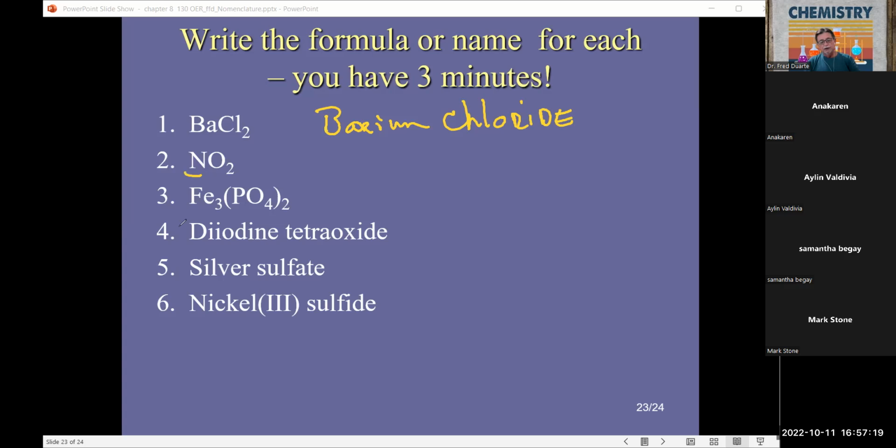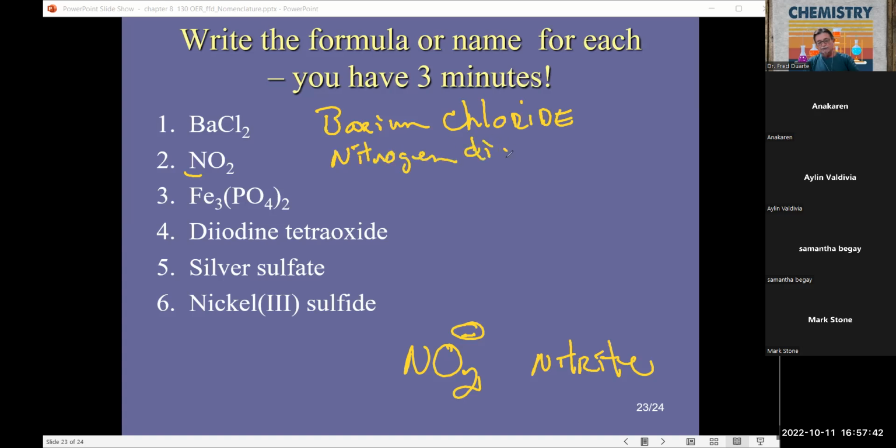Okay. Here, nitrogen and NO2. Notice there's no charge up there. Okay, this would be the polyatomic ion, nitrite. There's no charge here, so this is the covalent compound. So we have nitrogen dioxide.